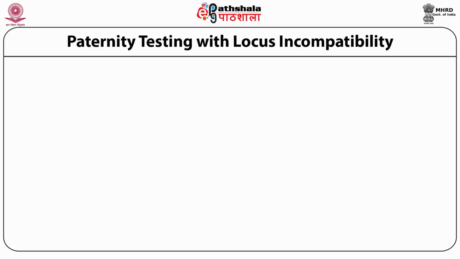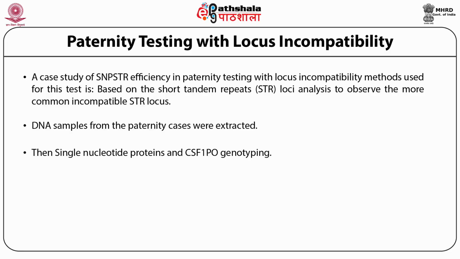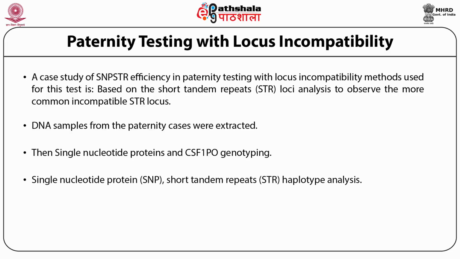Next, I'll be talking about paternity testing with locus incompatibility. A case study of single nucleotide polymorphism and STR efficiency in paternity testing with locus incompatibility. The method used for this test is based on short tandem repeat loci analysis to observe the most common incompatible STR locus. In this process, DNA samples from the paternity case were extracted, then SNP and CSF1PO genotyping was done, followed by SNP-STR haplotype analysis, DNA sequencing, and finally statistical analysis.